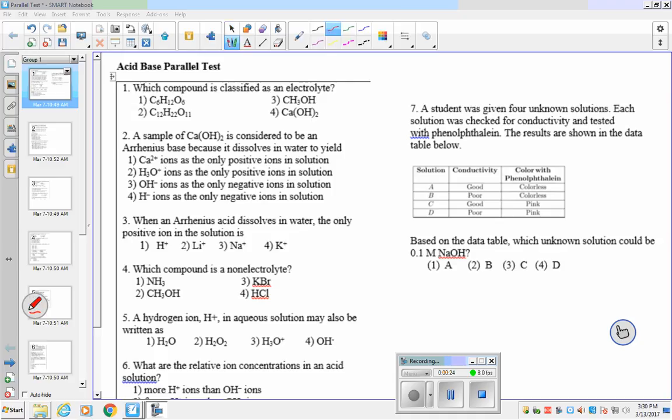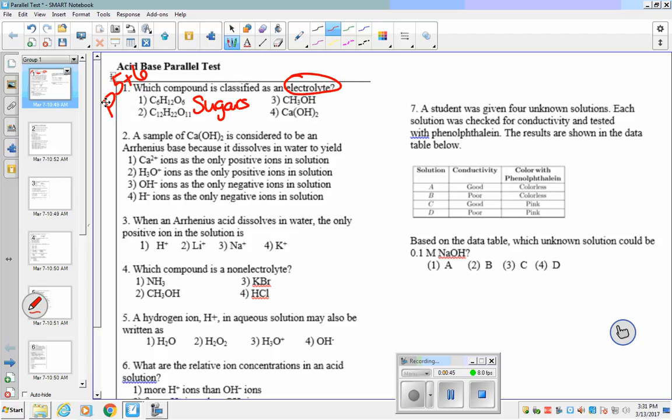So question number 1, compound classified as an electrolyte. This relates to pages 5 and 6 in your note packet. Choices 1 and 2 are both sugars. They are on the same side of the staircase. Electrolytes have to be on opposite sides of the staircase. The only compound that is not on opposite sides of the staircase that could be an electrolyte is a Cu group.